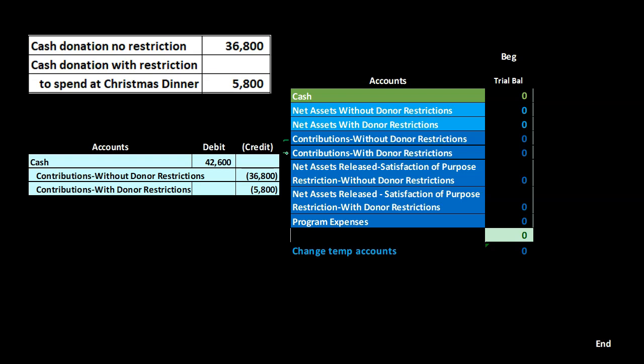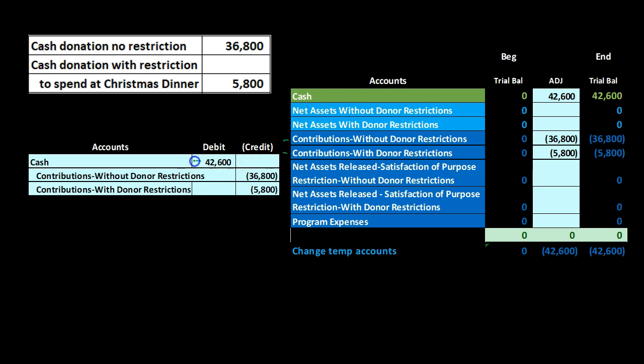If we then post this, we can see that we have cash. Cash is going to be posted up top to the cash amount, increasing that. We have the contributions without donor restrictions. Here's the contributions without donor restrictions, increasing in the credit direction. And then we have the contributions with donor restrictions, increasing in the credit direction. Notice over here that credits are being represented by brackets.